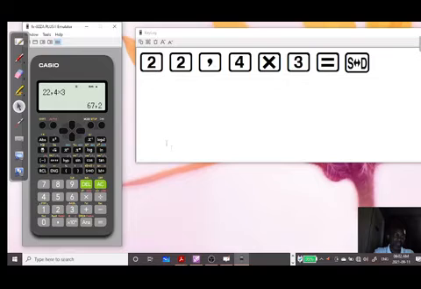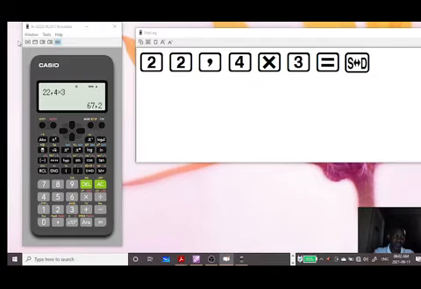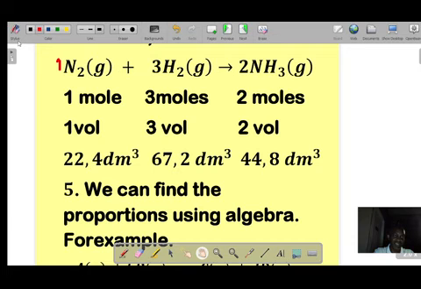Because I'm dealing with STP conditions, it means that the 1 mole of nitrogen gas, which has got the 22,4 decimeters cubed, must react with the 67,2 decimeters cubed of what? Of hydrogen, and I'm going to produce 44,80 decimeters cubed of ammonia. I hope we are together.